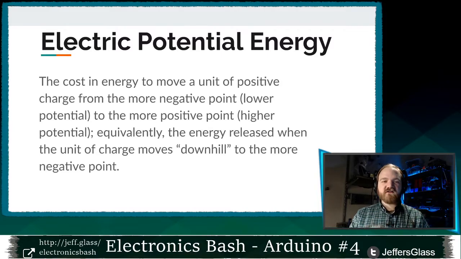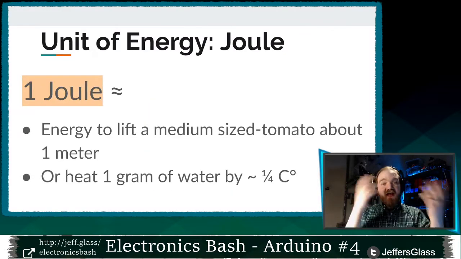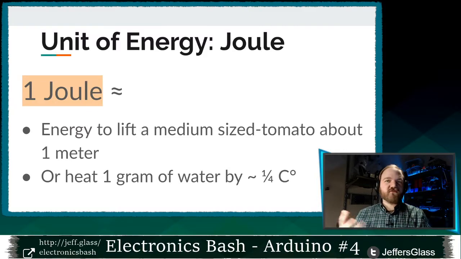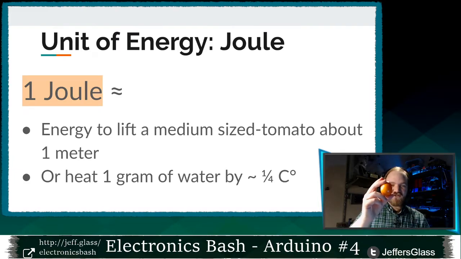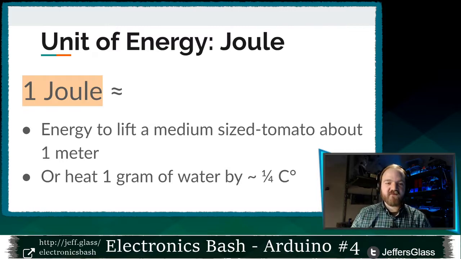And going back a second, we say the cost in energy to move this little packet of charges from a positive point to a negative point, or vice versa, right? So our packet of charge is going to be called the coulomb, and our packet of energy is going to be a joule. It's another standard unit that describes an amount of energy. The technical definition we don't really need to get into for tonight's purpose, but it's about the energy to lift a medium-sized tomato about 1 meter, or probably an orange, right? If I lift this from down here where you can't see it to a meter above it, I've expended 1 joule of energy to do that, plus probably some extra to lift my arm. It's also about the amount of energy that it takes to raise a gram of water by about a quarter of a degree Celsius.